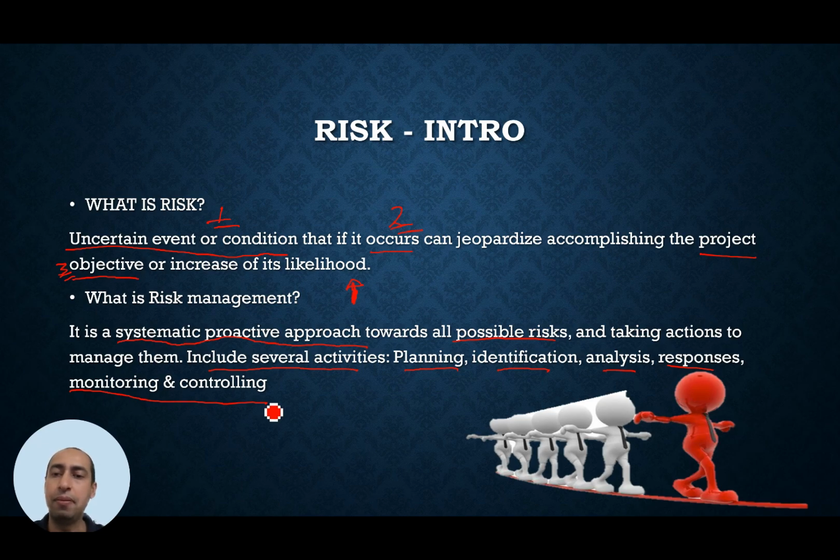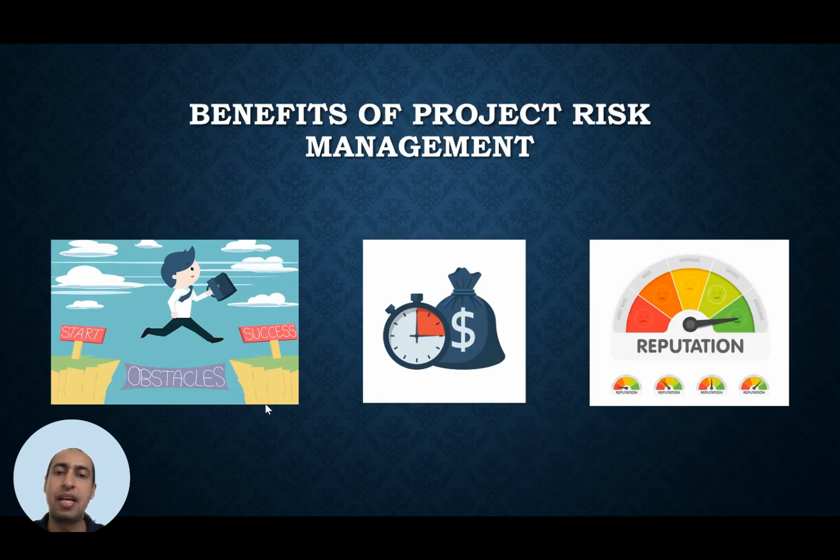So let's move forward to know in the next slide what are the benefits of risk and risk management. The first thing, you deal with the uncertainties. When you deal with uncertainties in a proactive manner, you probably have more success rates than if you are dealing with them in a passive manner. It will simply help you to achieve your project objectives and increase your success rates.